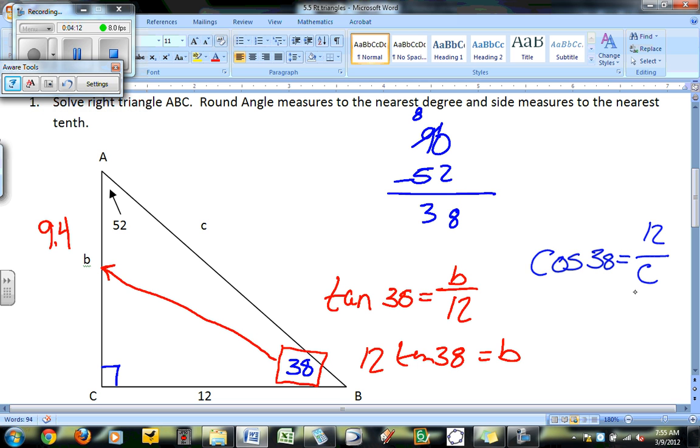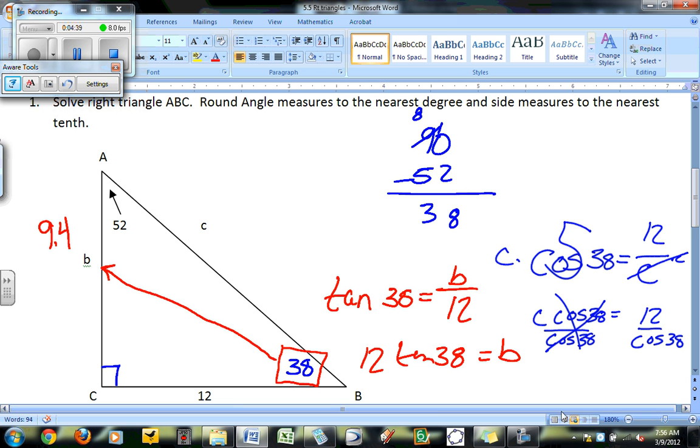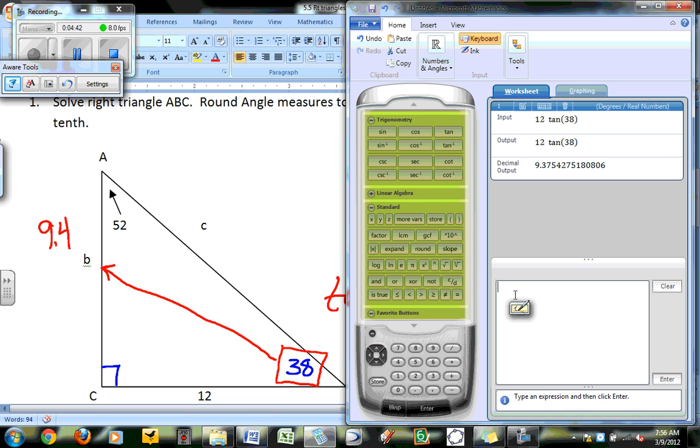All right, now we have to solve for c. To solve for c, multiply both sides by c. Now I have c cosine 38. In order to get c by itself, I'm going to divide by the cosine of 38. Remember that cosine of 38 is just a number, so don't let that throw you off. Treat it just like it's a number, like 5c or something like that. So in order to get my answer, I'm going to go to my calculator and go 12 divided by the cosine of 38. Make sure my calculator is in degrees. I know it is because I did it earlier. So 12 divided by the cosine of 38.